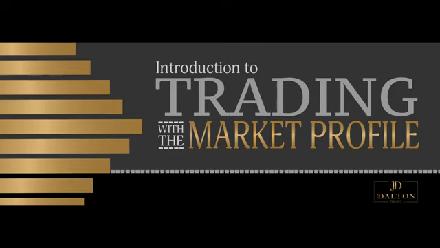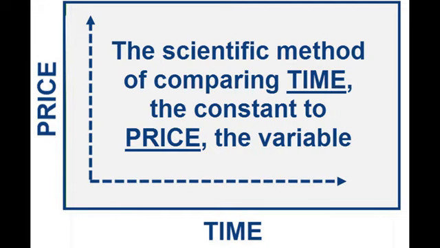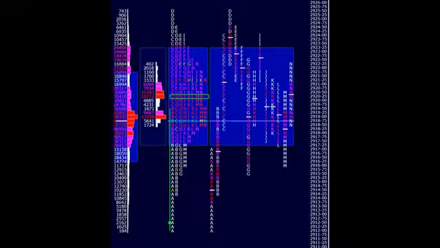Stottlemyre made the observation that time could serve as the constant on the horizontal axis. The amount of time between 7 and 7:30 is equal to the amount of time between 7:30 and 8, with Monday and Tuesday being equal in time. Price, the variable, would then be placed on the vertical axis, completing the final requirements for a distribution curve. At this point, the market profile was born.